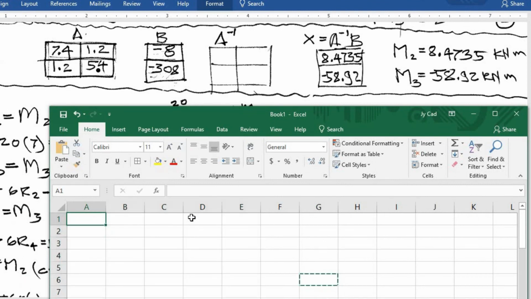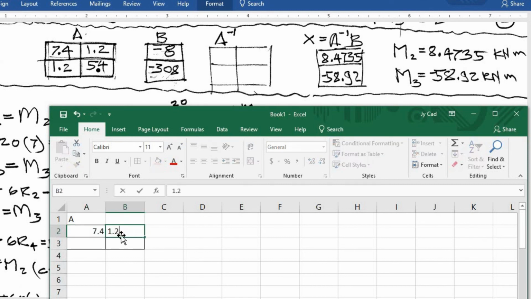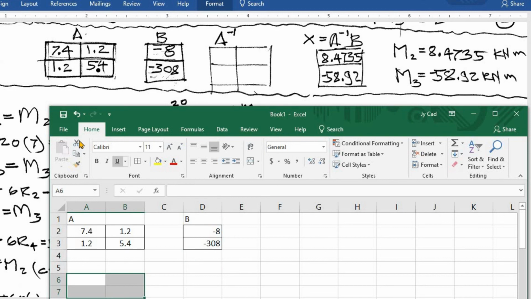Okay, so let's say this is A matrix. And then, yan, 7.4, tapos 1.2, then 1.2, tsaka 5.4. Okay, tapos dito naman si B matrix. Then this is negative 8 tsaka negative 308. Tapos dito naman yung ating inverse, A inverse.